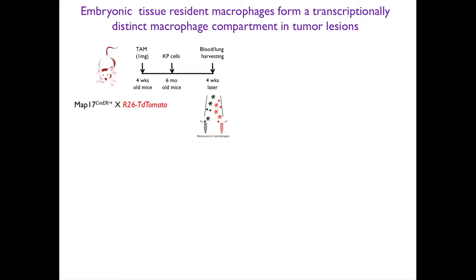We are going to first inject tamoxifen into these MAP17 CRIR mice and wait 6 months until we obtain sufficient labeling of circulating cells, and then inject the tumor lung adenocarcinoma cells. And 4 weeks later, we purified red cells.